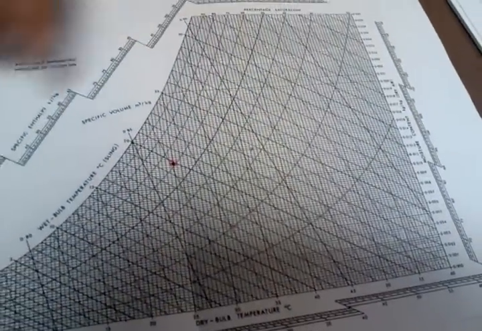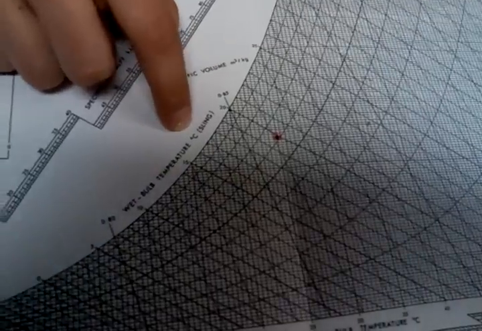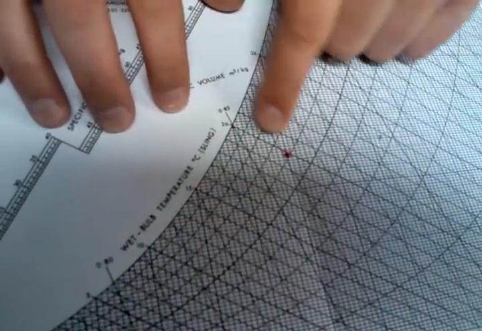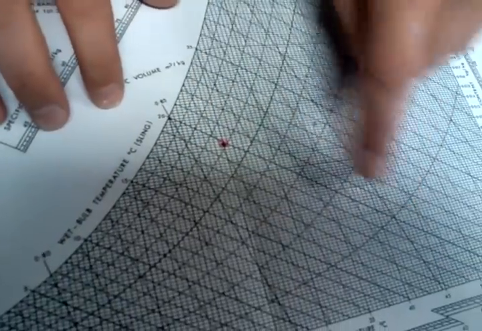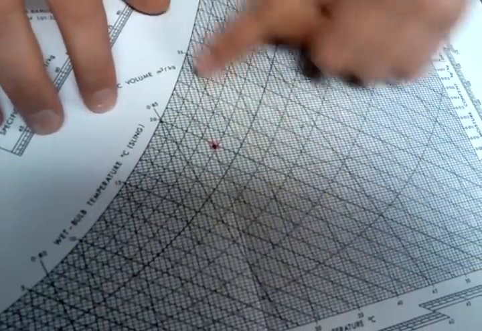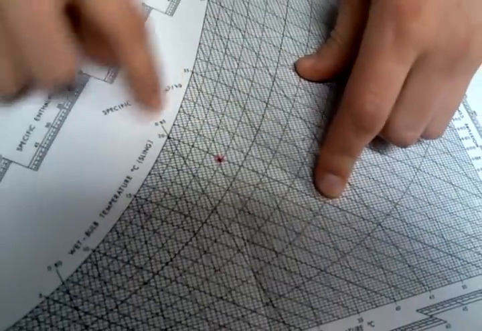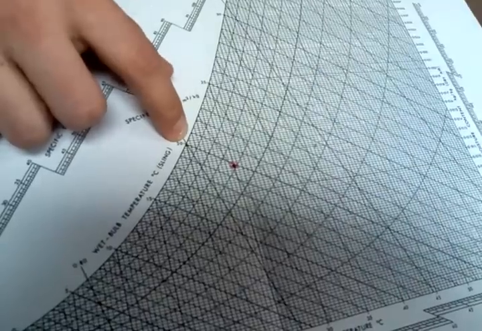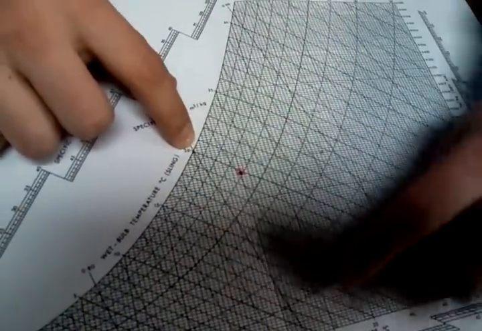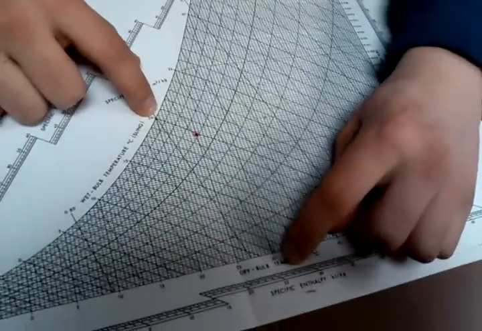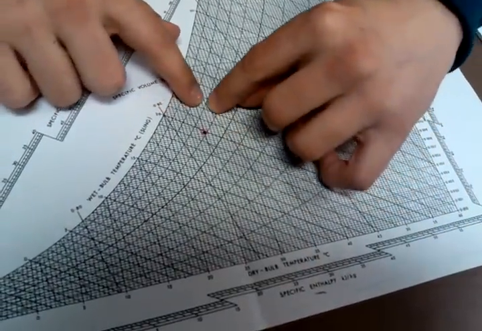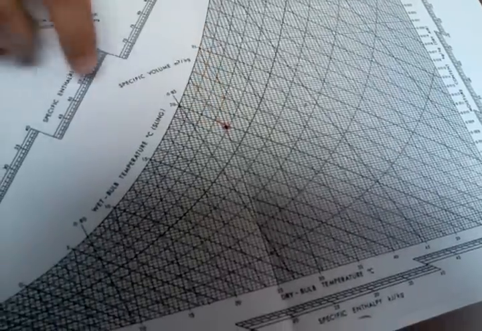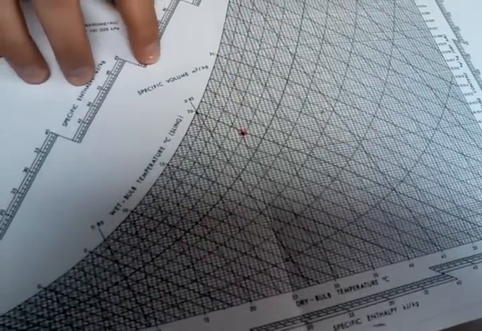The next is our wet bulb temperature. The wet bulb temperature is found using these shallow lines compared to the sharp lines, and that is along this curved axis, the numbers here. And what you do is you take your dry bulb temperature and your wet bulb temperature, and where they intersect is your point.